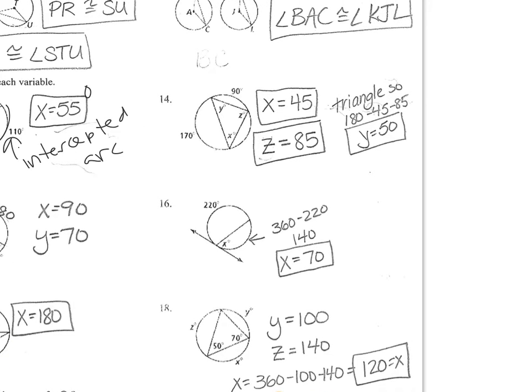And number 14, you could draw in that this is 90. So this has to be 45. And then Z has to be half of 170. That's how we got 85. And then this makes a triangle. So triangles add up to 180.